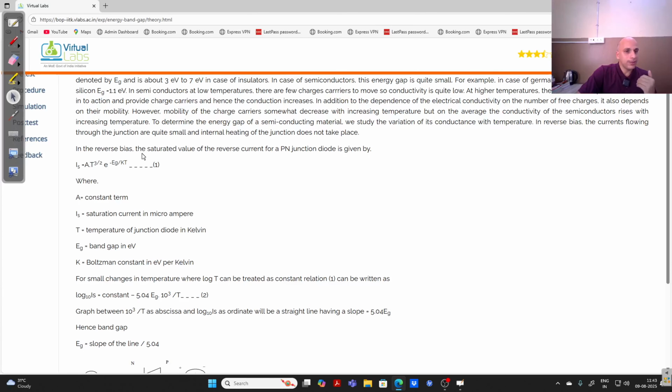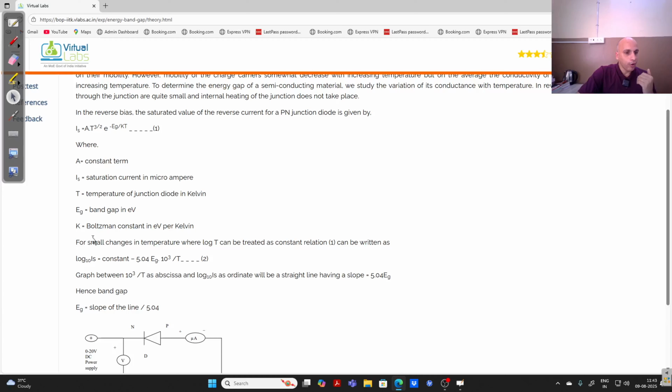We know the reverse saturation current of a p-n junction diode is given as Is equal to A T power 3 by 2 e raised to power minus Eg upon kT. Here A is a constant, T is temperature in Kelvin, Eg is the energy band gap, right? And k is the Boltzmann constant, T is again temperature in Kelvin, right? So if I take log on both sides, log base 10, then log10 Is, now this term A and T, both these are constant. I can treat temperature as a constant when there is very small change in the temperature, right? Then A T is constant, so I got a constant after taking log.